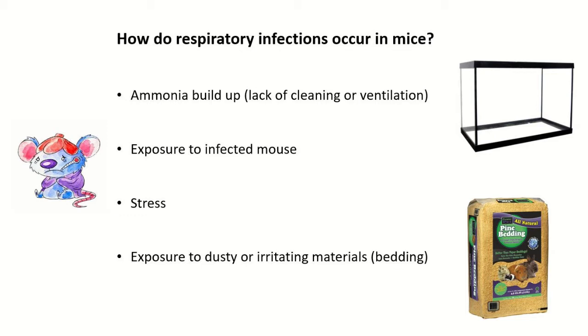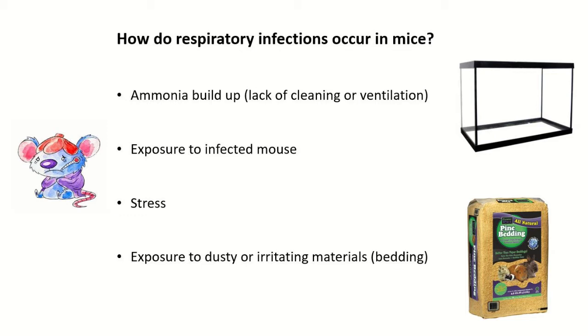Ammonia will irritate the mouse's respiratory system a lot, hence why it's so bad, and really important to keep up the hygiene and make sure your mouse's cage has enough ventilation. If you're not cleaning regularly, or if you are using an aquarium, this could be the reason why your mouse is showing symptoms.